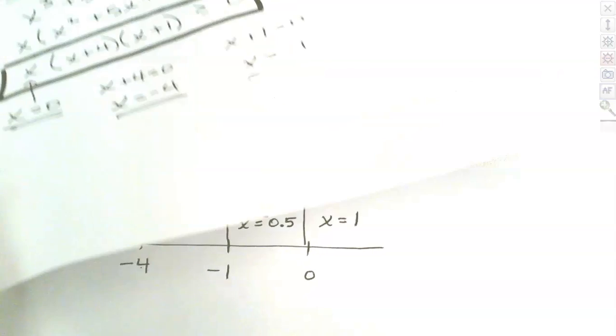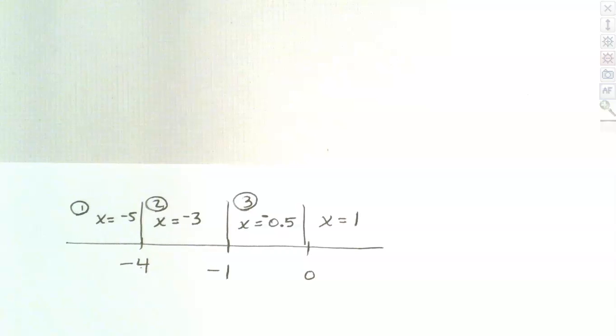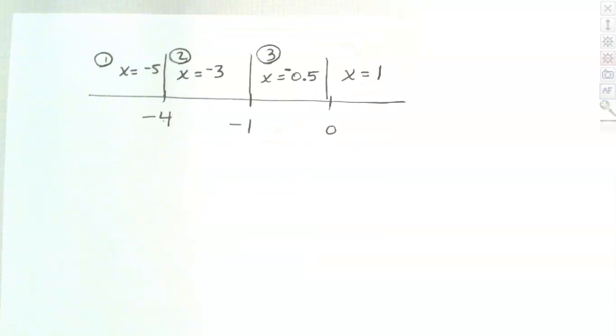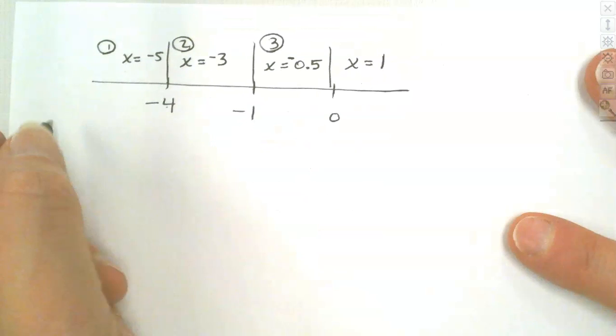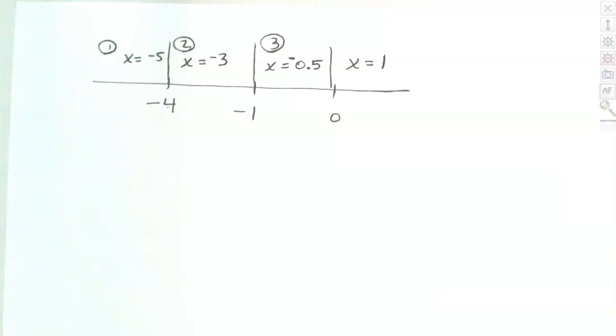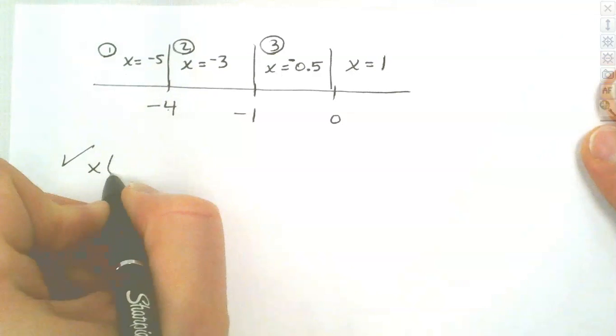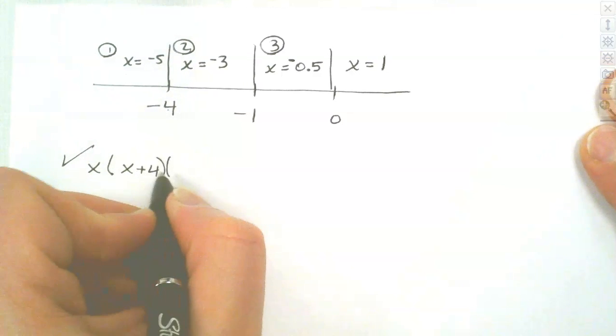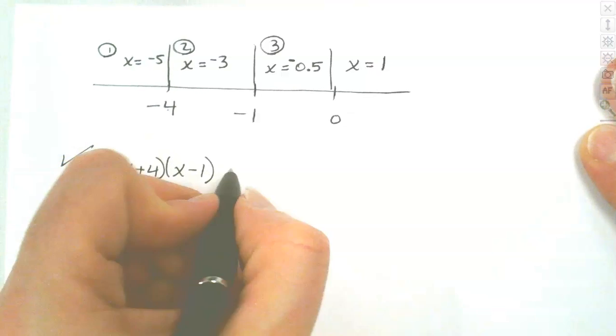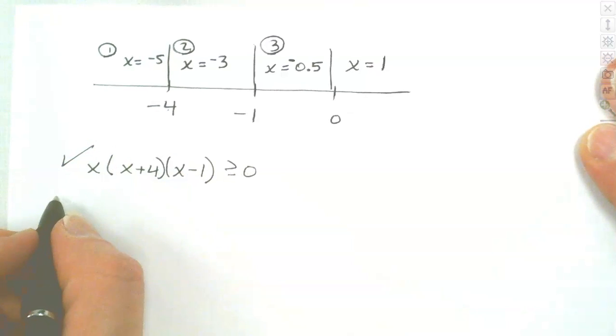We've got 3 critical points, which means we have 4 regions. Is everyone okay with that so far? Everyone see where I got those numbers? It's very, very important you know where I got the numbers from. Doesn't matter what number, as long as it's in each region. So we're now going to check them back in our original. We're going to check them in x times x plus 4, x minus 1 is greater than or equal to 0. So we're going to plug them in.